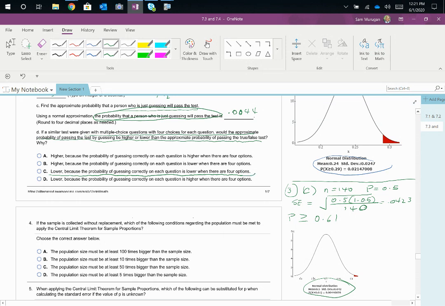Okay, so keep that in mind when you answer this question. If you had 6 options, the probability of that person passing would be even lower, and that's kind of again a common sense question.